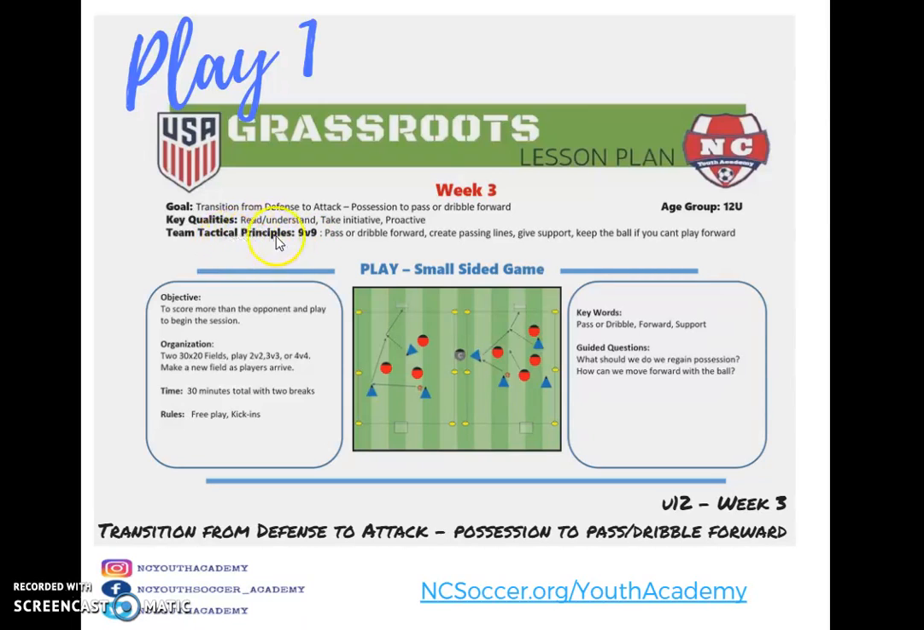And so when we think about our TTPs for this 9v9 game model, it's passing or dribble forward, creating passing lines, giving support if we're not in possession of the ball immediately, and to keep the ball if we can't play forward, because we've just worked hard to win it. Now let's keep it. So let's get the game going as fast as possible.